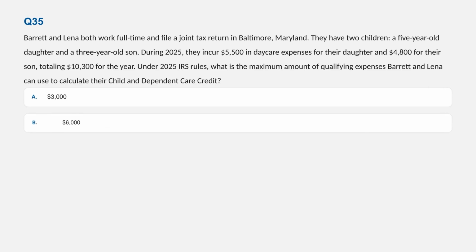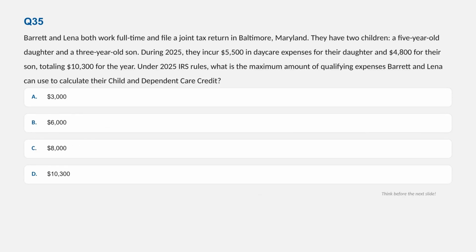Alright, let's move to question 35. Barrett and Lena both work full time and file a joint tax return in Baltimore, Maryland. They have 2 children, a 5-year-old daughter and a 3-year-old son. During 2025, they incur $5,500 in daycare expenses for their daughter and $4,800 for their son, totaling $10,300 for the year.